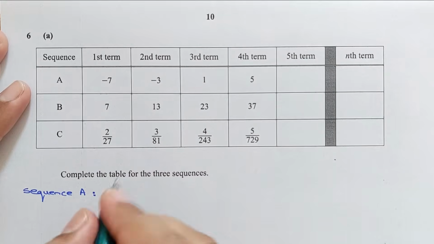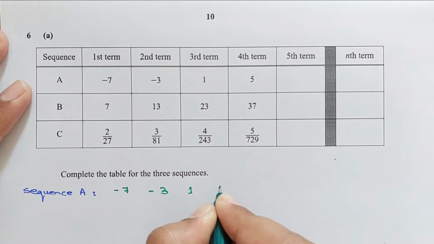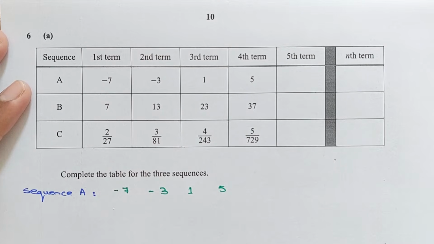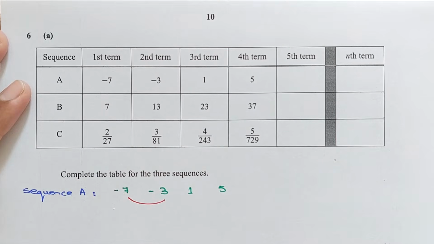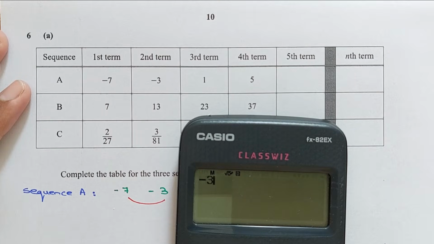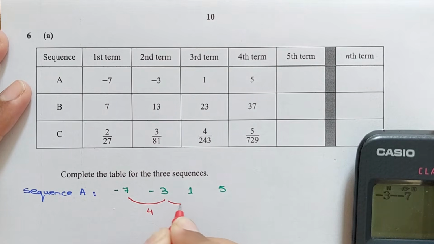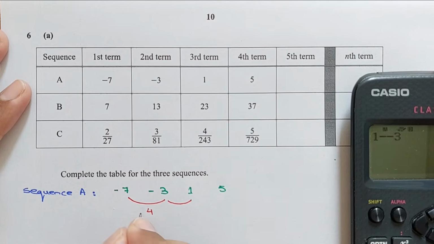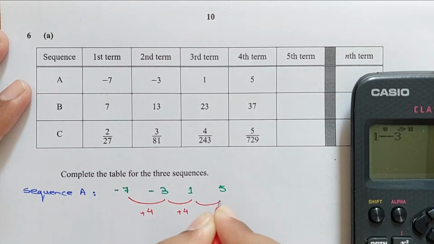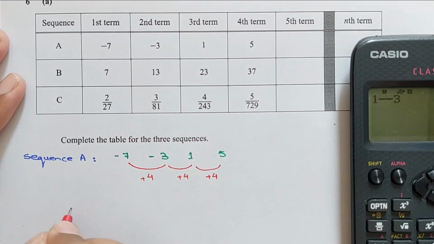So for the sequence A, we have the first terms minus 7, minus 3, 1, and 5. Let me find the difference between the terms. Minus 3 minus minus 7 is 4, and 1 minus minus 3 is also 4, which means add 4. And 1 add 4 gives you 5, right? So the first difference is constant. When the first difference is constant, that is an arithmetic sequence.